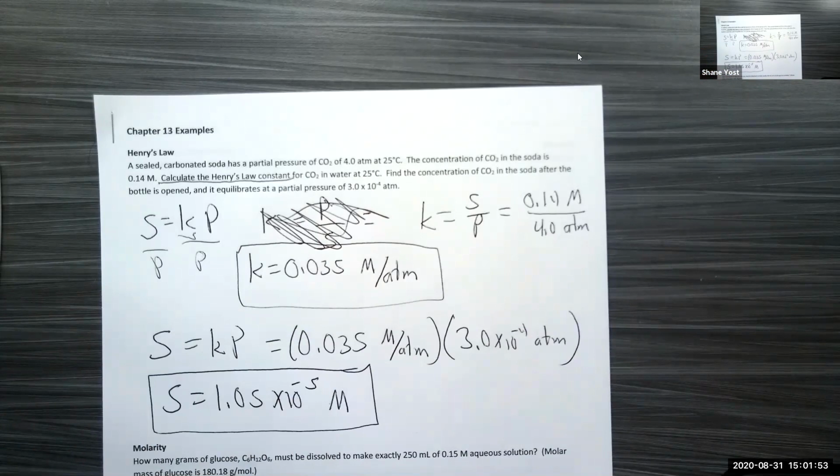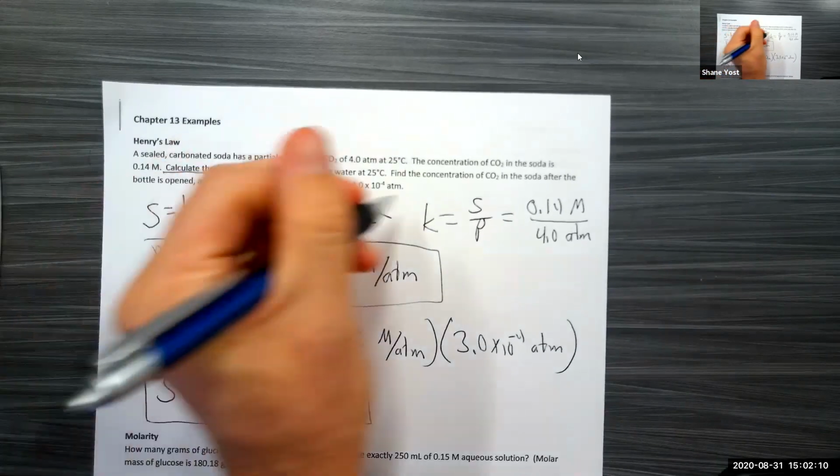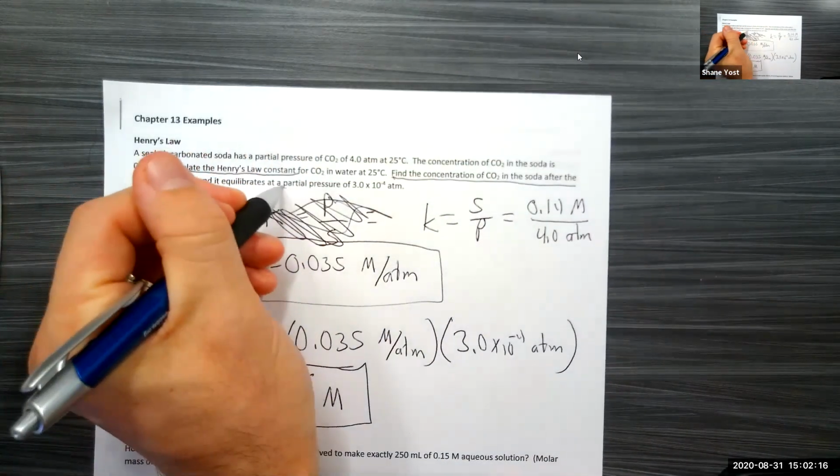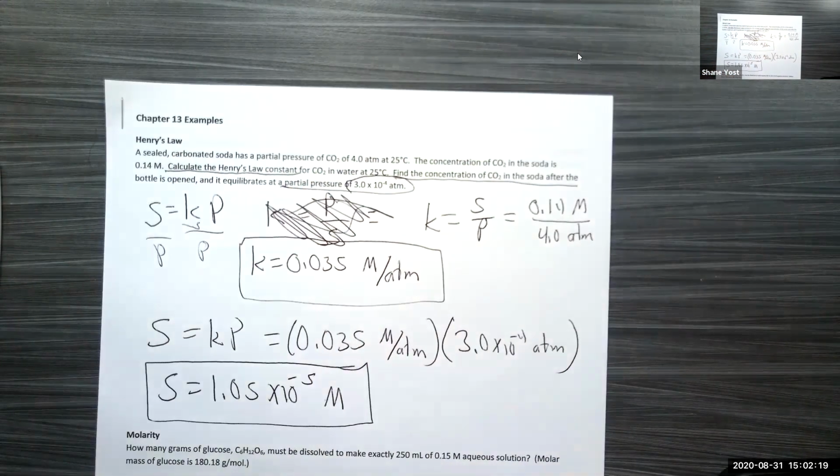Questions about how we did this problem? Okay, so where did I get P? For the second part of the problem, I'm asked to find the concentration of CO2 after the bottle is opened, and now the partial pressure is 3 times 10 to the minus 4. So that's where I got that other pressure from. The problem tells us what the concentration is when the partial pressure of CO2 is now 3 times 10 to the minus 4 instead of 4.